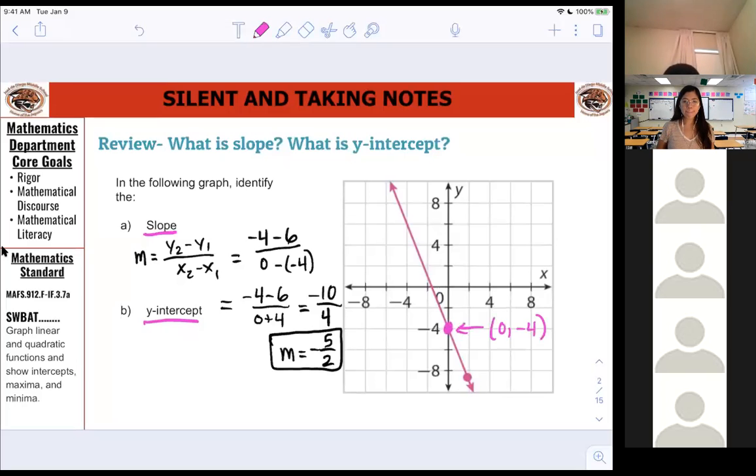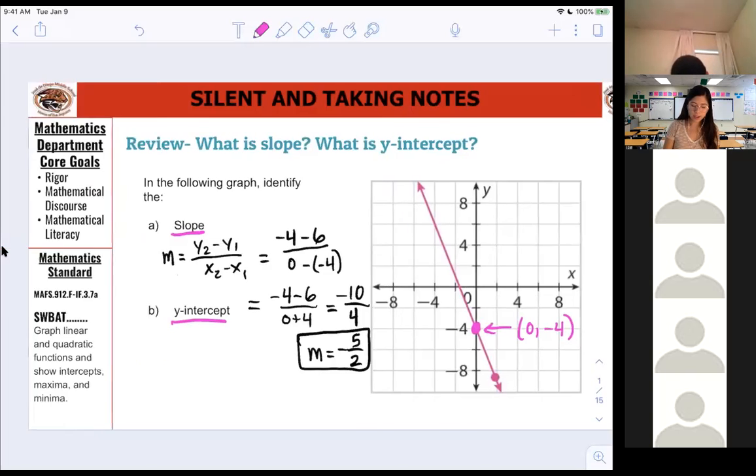What's it doing? It touches the line. Touches what line? Be more specific. The y-axis. Yeah. So the y-intercept is the place where your line is crossing or touching the y-axis. So my y-intercept is -4.